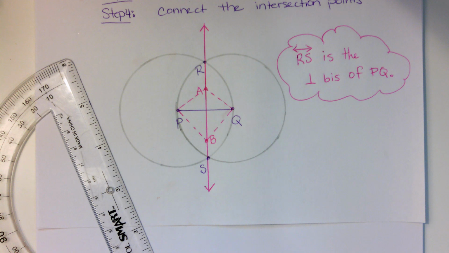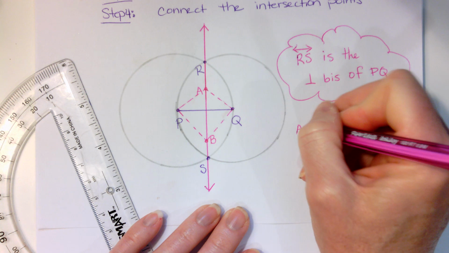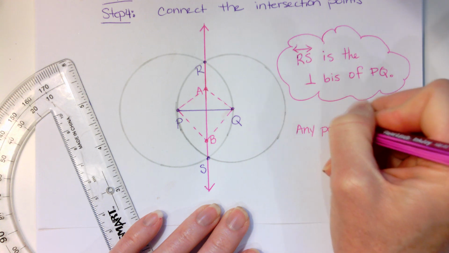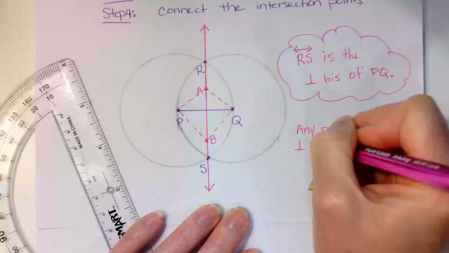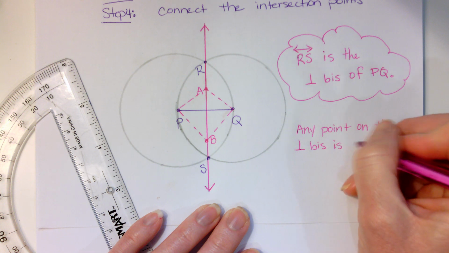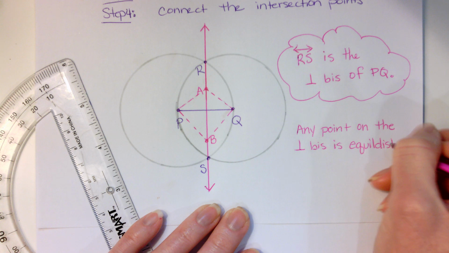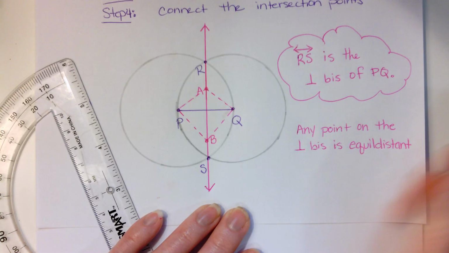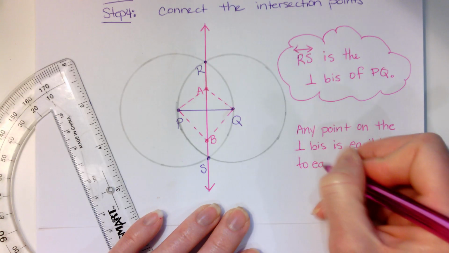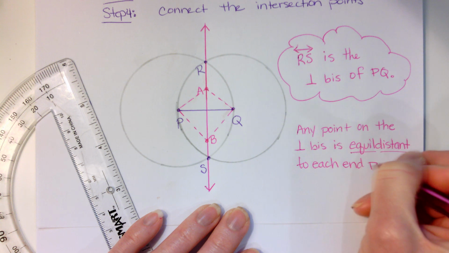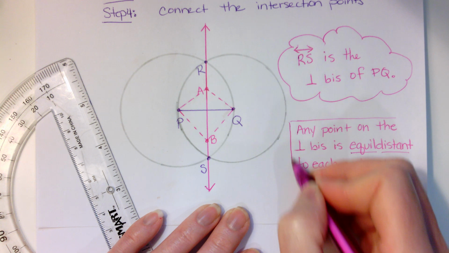So any point on my perpendicular bisector, please start writing, any point on the perpendicular bisector, notice my abbreviation, is equidistant. Distant is one word. It literally means equal distance to each endpoint. This is really important for lesson 3.